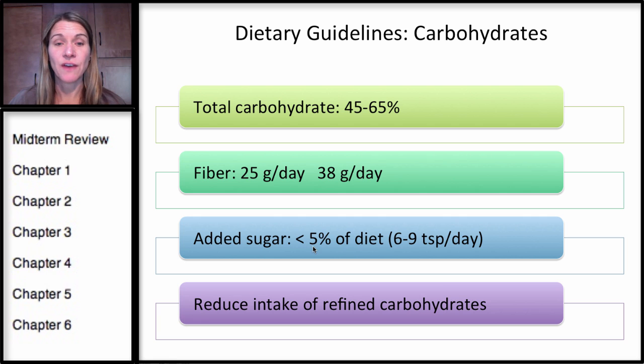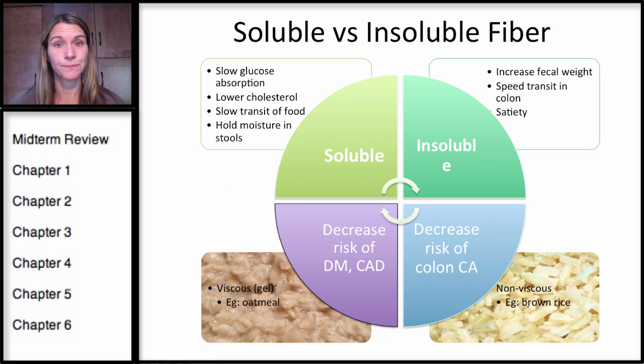You will not find this value in your textbook. This is the American Heart Association value. It's about 6 to 9 teaspoons a day, or 25 grams. Also, reduction of refined carbohydrates. So these are the 2010 dietary guidelines, with the exception of added sugar. That's the American Heart Association. And that's what I want you to know.